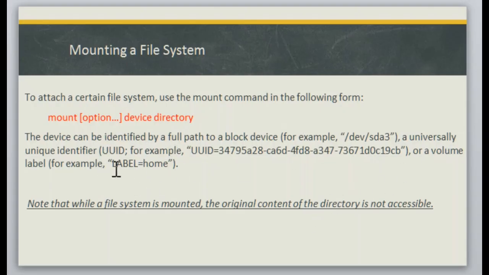Okay, this isn't typically used, but if you know the system well enough and you have a lot of familiarity with Linux, this is much easier to do, and you can add labels to your disk, device, and partitions. Take note, guys, that while a file system is mounted, the original content of the directory is not accessible. So you have a directory, you have info on it, and then you go to mount it. None of that is going to be visible while it's mounted, so keep that in mind.